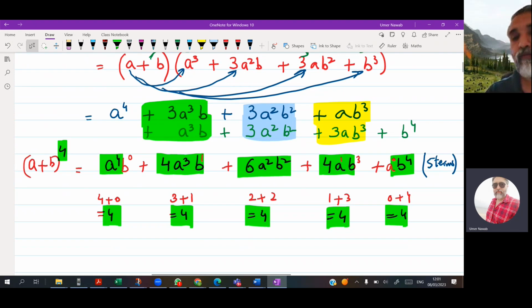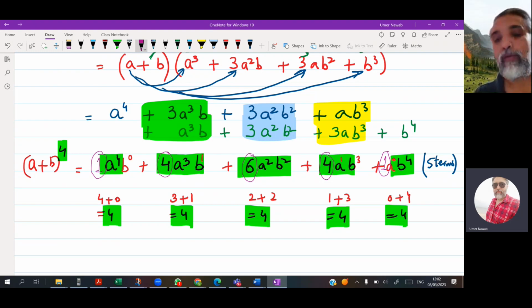The third guess, which we have made, that the binomial coefficients are occurring in this series in a symmetrical order. What is the symmetrical order? If the first coefficient is 1, the last coefficient is also 1. Wow, it is. If the second coefficient is 4, the last coefficient is 4, and the middle one is 6. So the third guess is also true, that the binomial coefficients occur in symmetrical order.